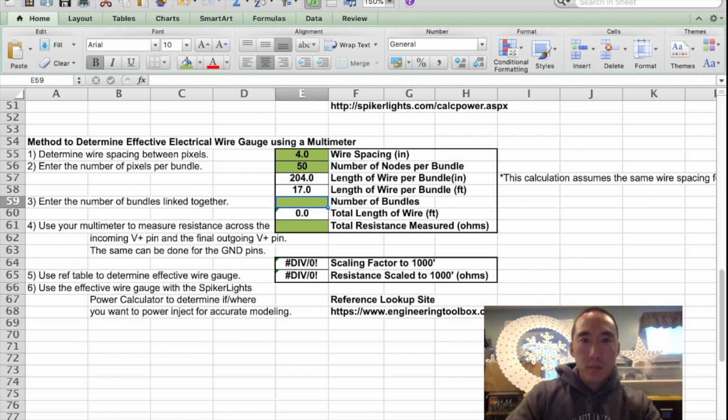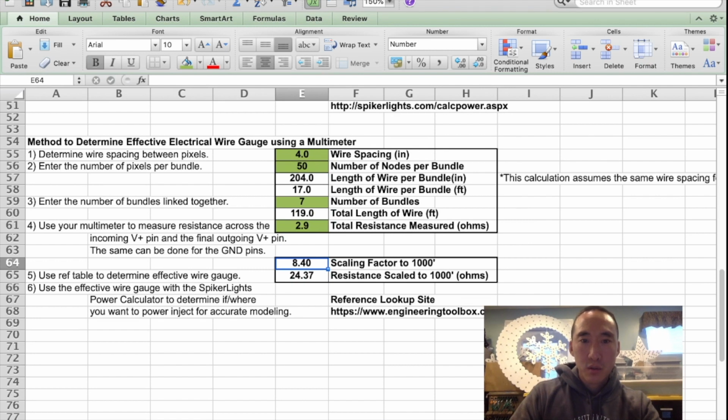And number of bundles, we have 7. So our total length of wire is 119 feet across the 7 bundles. And the measured resistance we took, just referencing some notes, 2.9 ohms. So down here, what we do is we scale up.